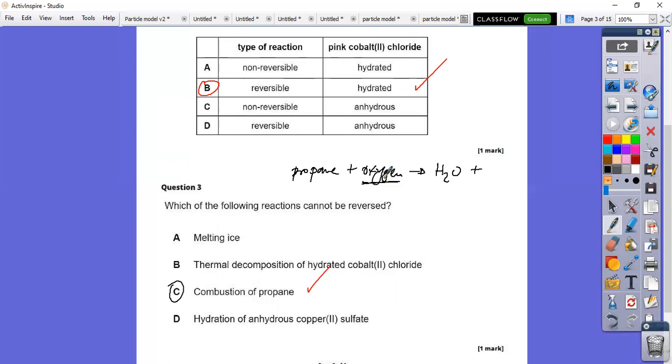It is carbon dioxide. Plus energy if you're writing a word equation. So remember, all hydrocarbons during complete combustion form water and carbon dioxide. If it was incomplete, then you would have carbon monoxide. And if it was very incomplete, then you would have carbon. And these two products would never join to form propane.